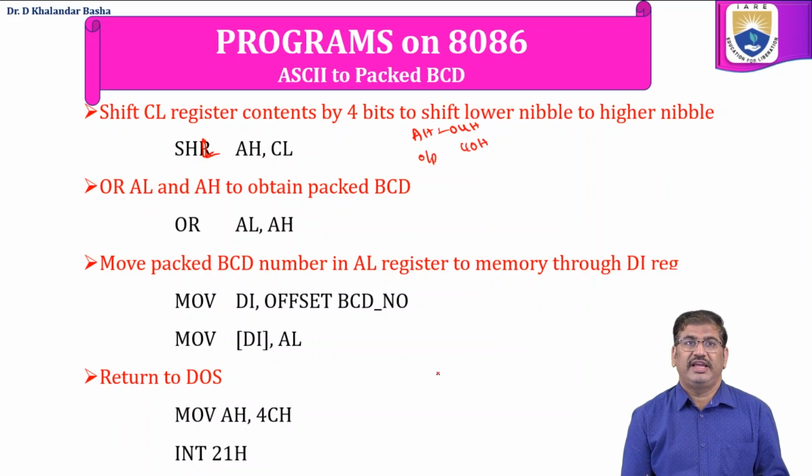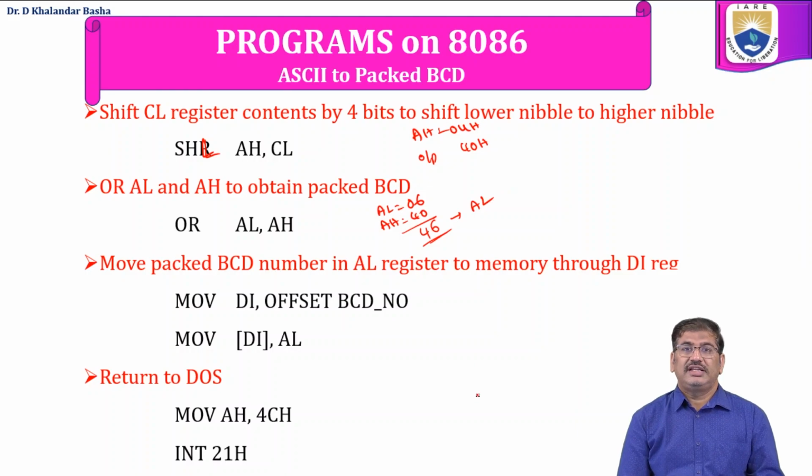Now this is what the AH register contains. Now OR AL, AH. So the AL content is 06H and the AH content is 40H. When you OR these, 0 OR with any bit will give the same bit. Similarly, 0 OR with 4 will give 46H. This is the packed BCD which is there in the AL.